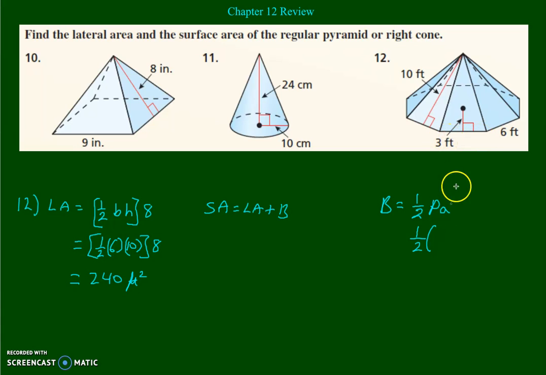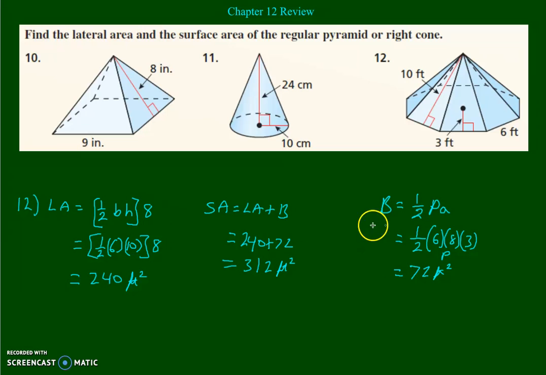Perimeter is going to be 6 times 8, because there's 8 sides. That's our perimeter. And our apothem they gave us as 3. So that gives us 72 square feet. So this gives us 240 plus 72, which is 312 square feet.